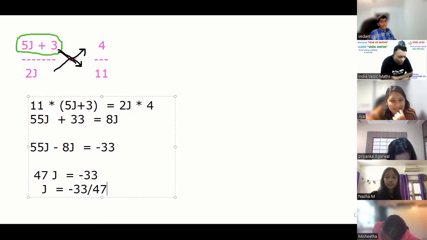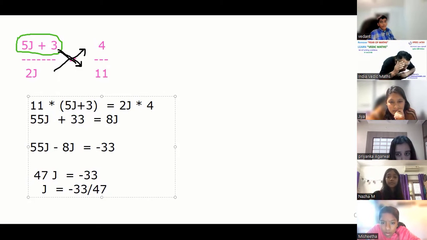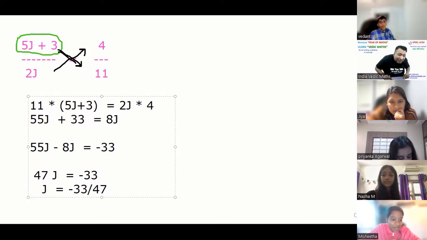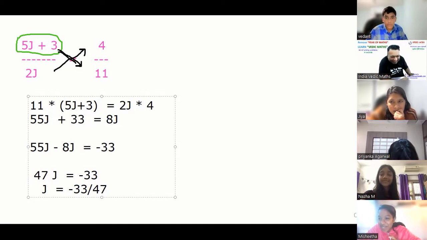Is everyone okay? Let's see how many got it. Negative 33 over 47, guys. Yes. But Mishita, it has to be negative, right? So I put the negative. I cannot see negative. I have to open my eyes very wide. Sorry.